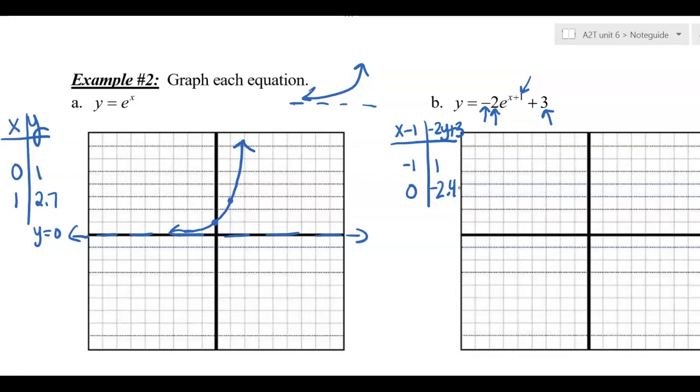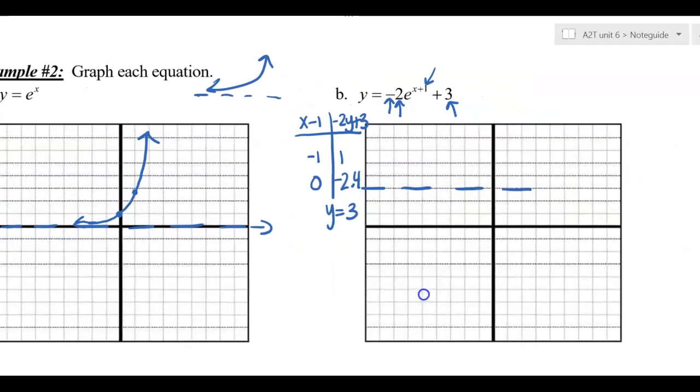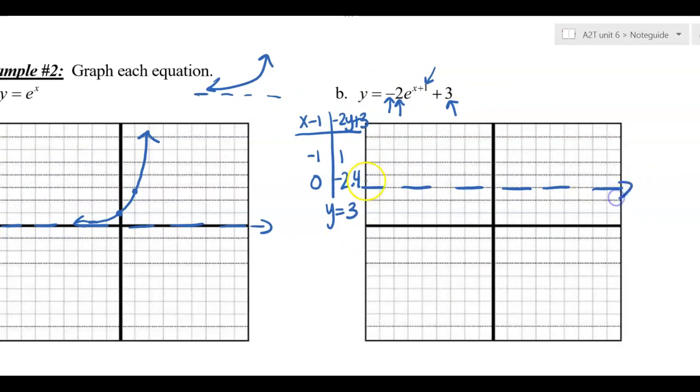So I'm going to put my asymptote in. Remember, that should now be at 3 because of the k value adjusting this graph, moving it up 3. So there's my asymptote, and I have a point at -1, 1. And I have a point at 0, -2.4. And so then I can kind of see how to fill it in from there.